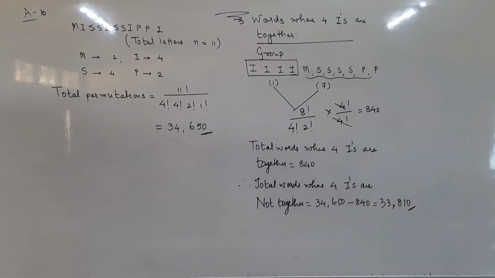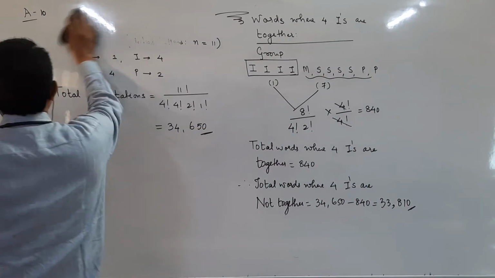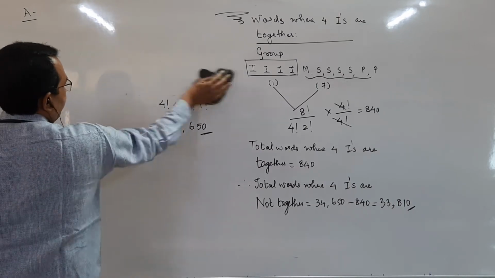So this is what, students, we have to do. Directly we cannot get the answer where 4 I's are not together. So first we have to go for the total words. Then we find the words where 4 I's are together. And from total, if we subtract the words where 4 I's are together, we get the words where 4 I's are not together. The same sum as asked in JLB. So one has to be very careful in doing this type of sums.